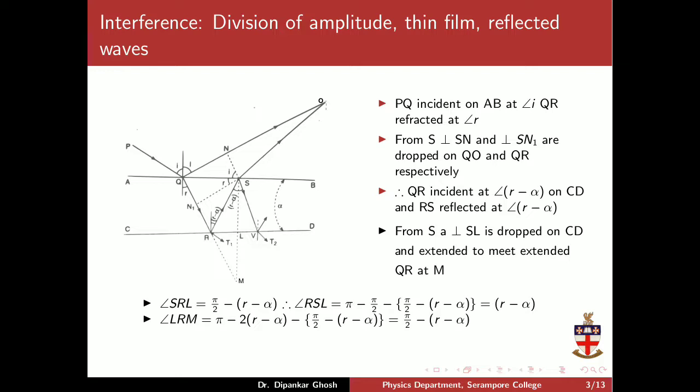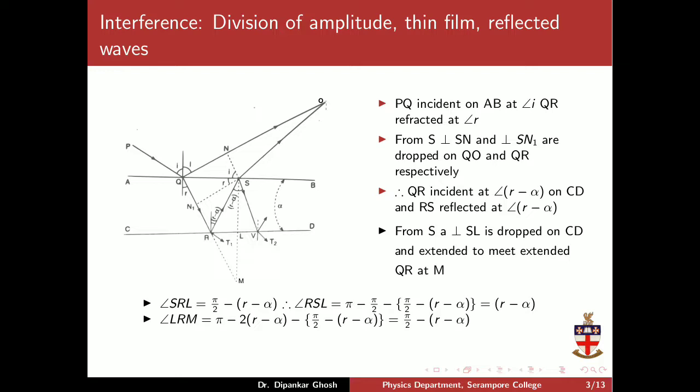Because see, the angle of incidence of ray QR on surface CD is r minus alpha. The angle of reflection is r minus alpha as well. So if I subtract the angle QRS from 180 degrees, I am basically subtracting twice (r minus alpha) from pi. So I am left with angle SRM. Okay.